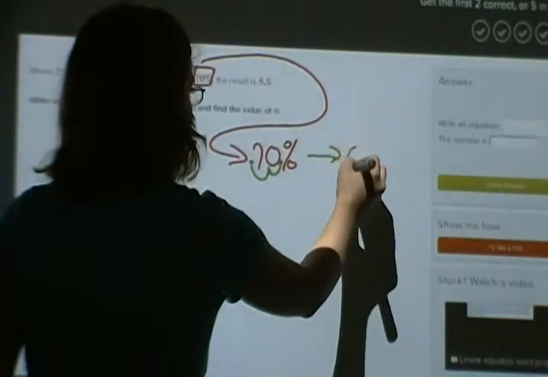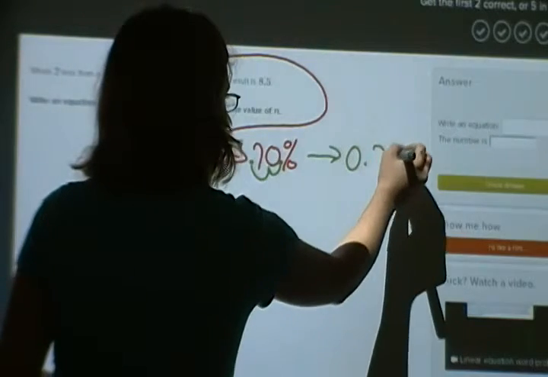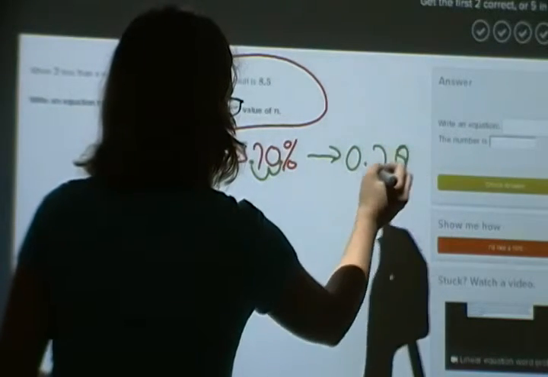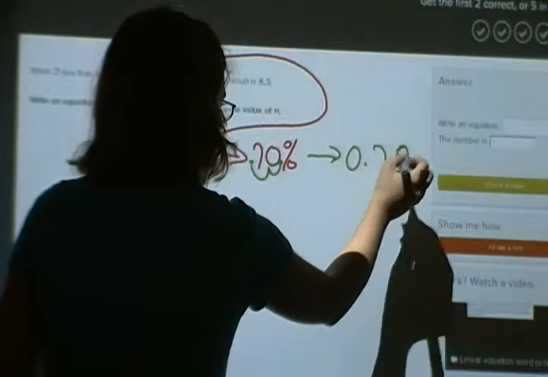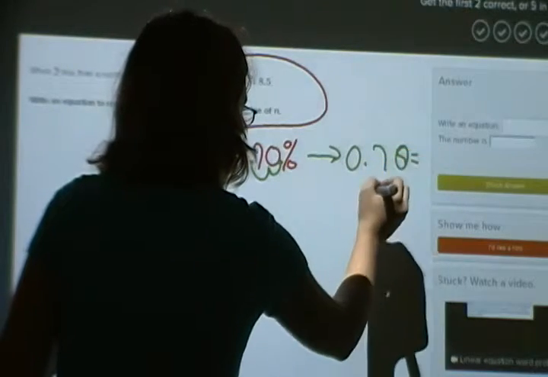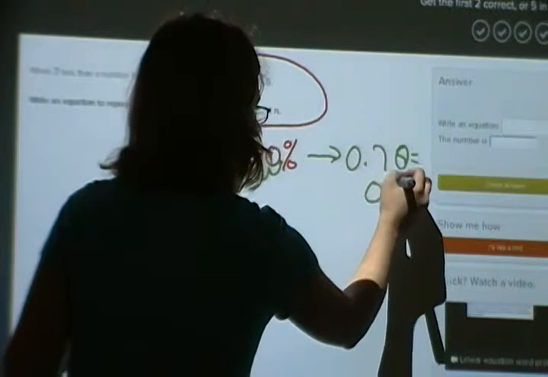And so now we have 0.7, that also equals 0.7. Woohoo! We're doing this.